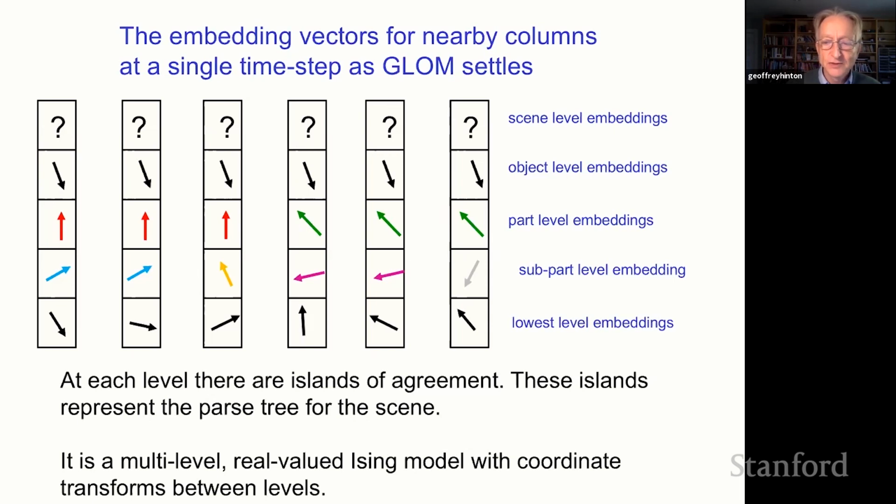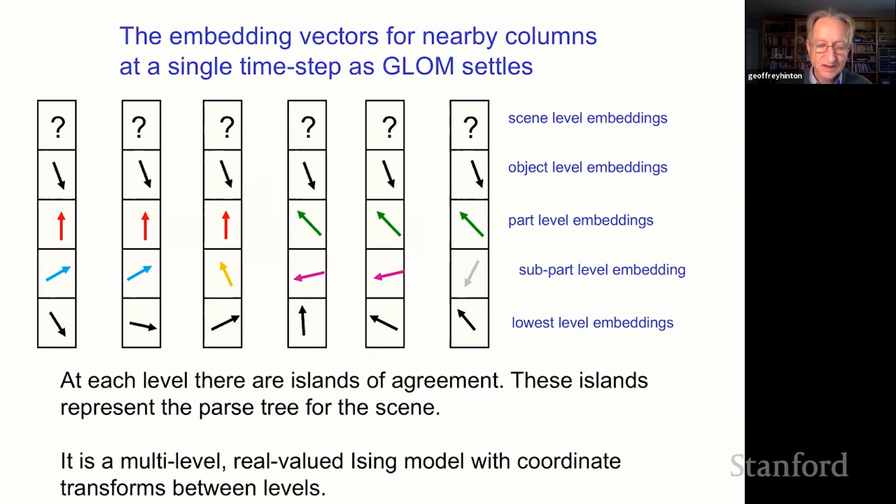So the islands of agreement are what capture the parse tree. Now they're a bit more powerful than a parse tree. They can capture things like "shut the heck up." You can have "shut" and "up" be different vectors at one level, but at a higher level, "shut" and "up" can have exactly the same vector, namely the vector for "shut up," and they can be disconnected. So you can do things a bit more powerful than a context-free grammar here, but basically it's a parse tree.